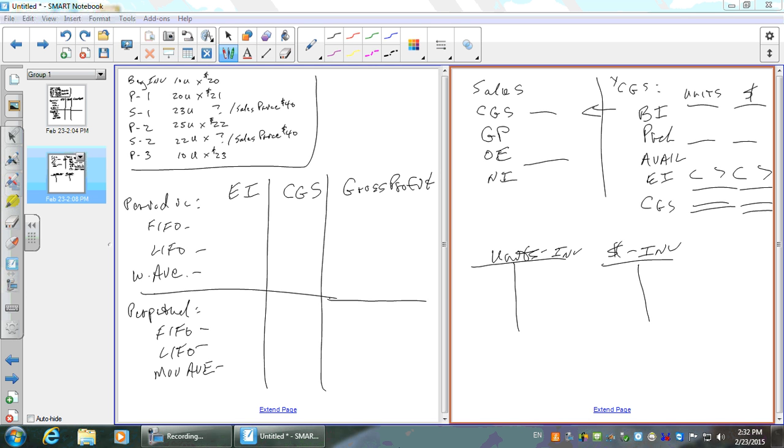So what we do is we go back to the very first one we had, which is I need 20. So I take 10 from the beginning inventory and 10 from the first purchase. Yeah, that's what I did. So you've got the hard one, you don't have the easy one, right? Does that make sense though?